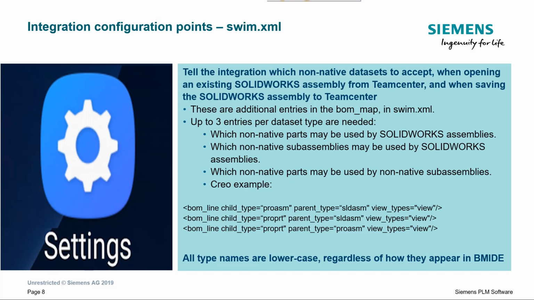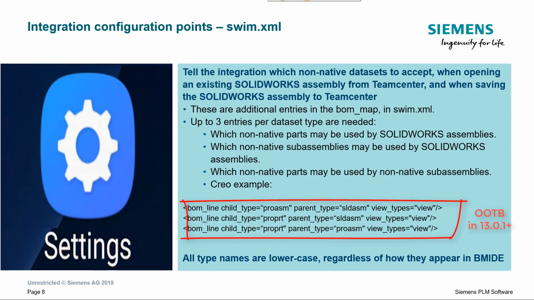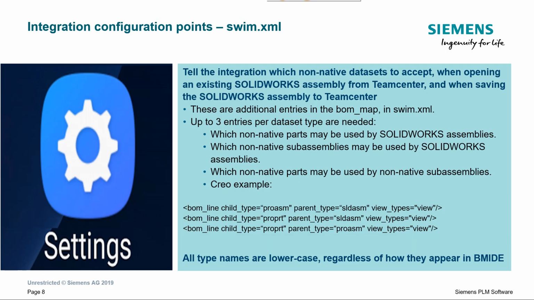For each dataset type mentioned in the swim.properties file, up to 3 entries are required in the BOM map section of the swim.xml file. These entries specify which non-native types may be used by SolidWorks assemblies, as well as which non-native part datasets may be used by non-native assemblies. Here we see a Creo example. Unlike the swim.properties preferences, all dataset type names used in the BOM map must be entirely lowercase.